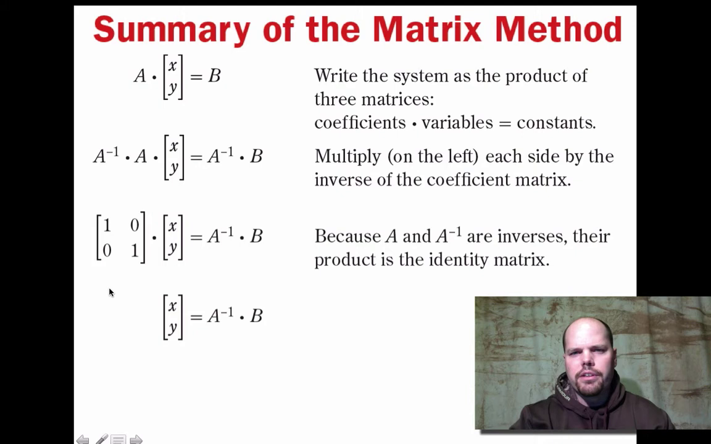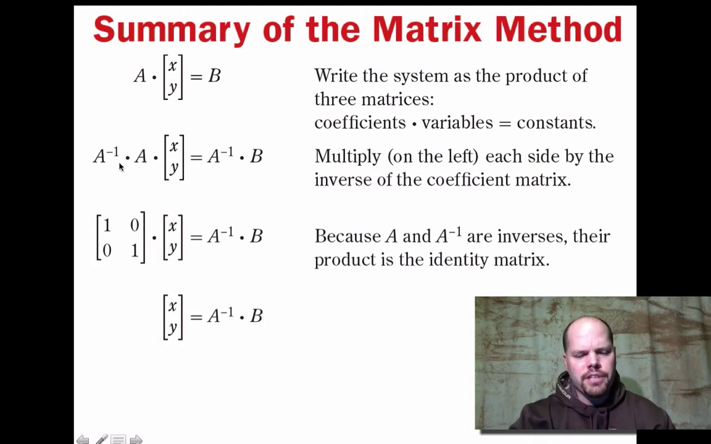Okay, before we work another example, the summary of the matrix method. So we always want to set it up as a coefficient matrix A times the variable matrix equals the constant matrix. And we'll call it matrix B. That's just the easiest way to remember this. And they're the first two in your calculator as well, A and B.